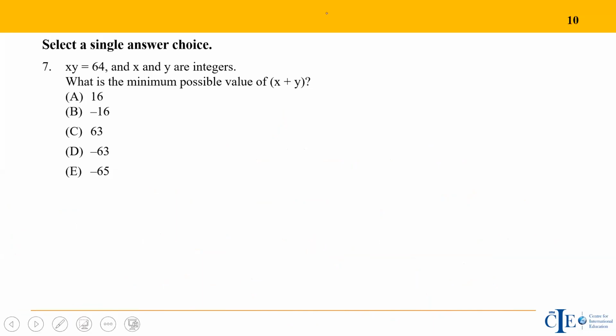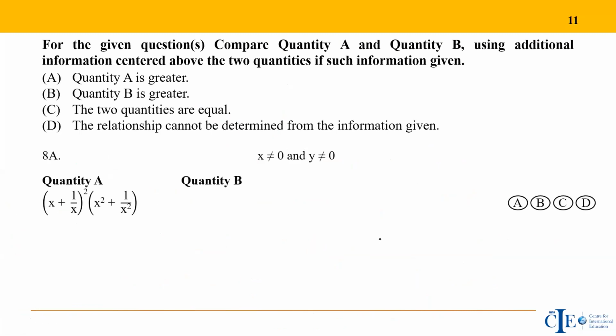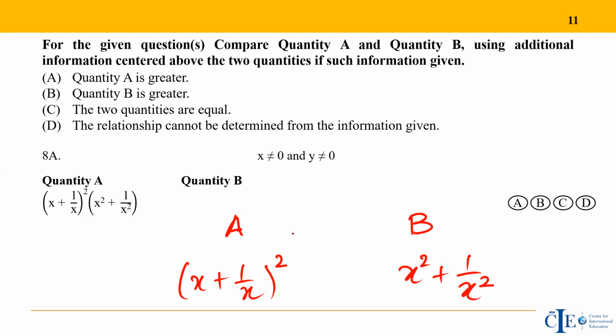Now, let's take it, we go to the next one. Minus 65, which was the answer. Now the comparison again. This is slightly misaligned. So your A and B: A is x plus 1 by x the whole square, B is x square plus 1 upon x square. These are the quantities that you need to check. Please take.